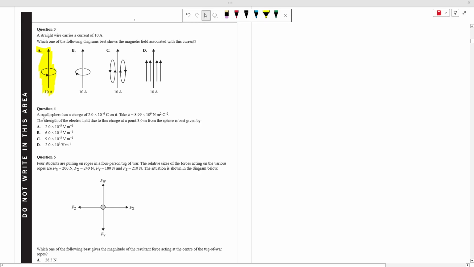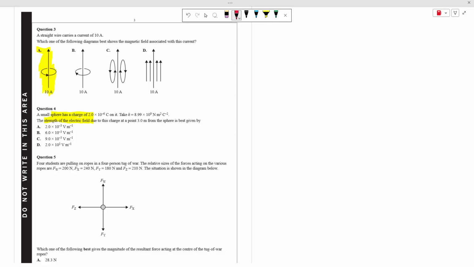Question 4. A small sphere has a charge of 2 times 10 to the negative 6 coulombs on it. Take K equals 8.99 times 10 to the 9. The strength of the electric field due to this charge at a point 3 meters from the sphere is best given by. So what's the question asking for? Strength of the electric field, and this is due to a point charge, or a sphere of charge.